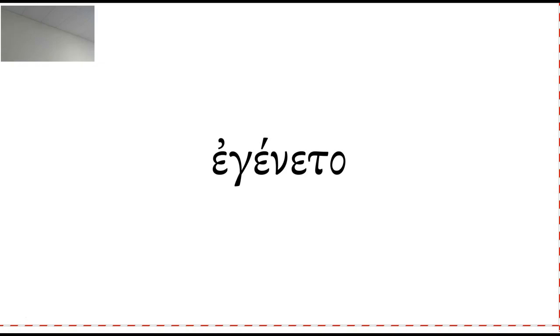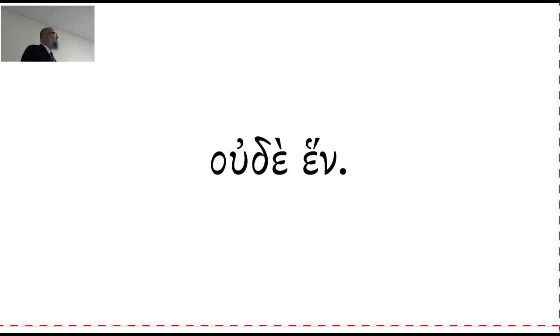I'm not sure how you would spell oude. How do you spell that? Omicron upsilon. How would you say that out loud? Oude. Oude. And apart from him, there came about not even one neuter thing. There isn't an atom in the entire universe that doesn't belong to Jesus, because he created it. Oude hen.